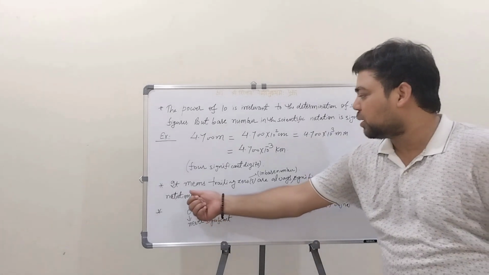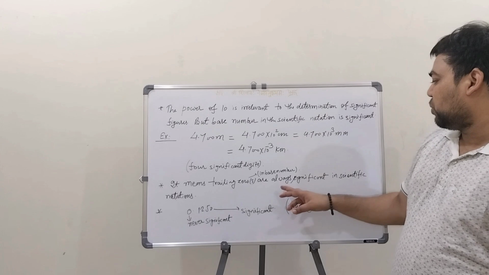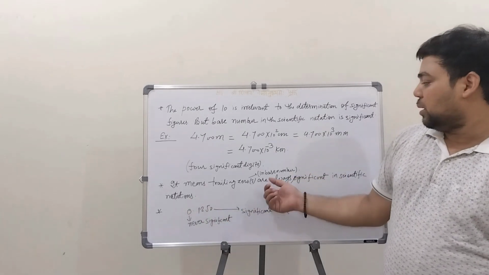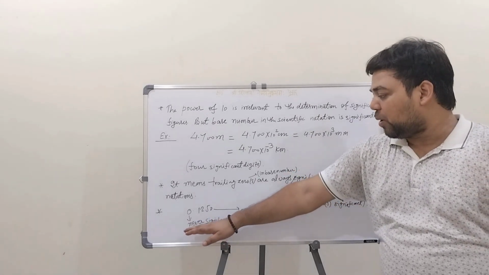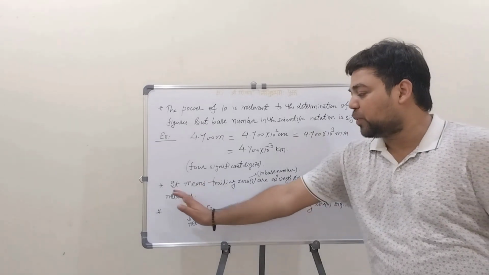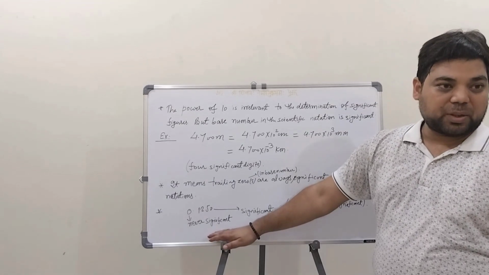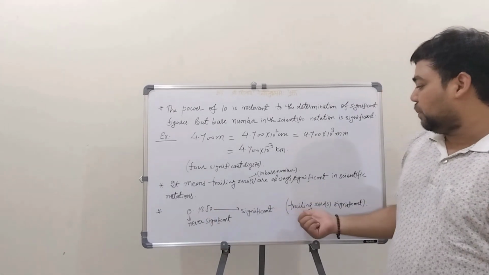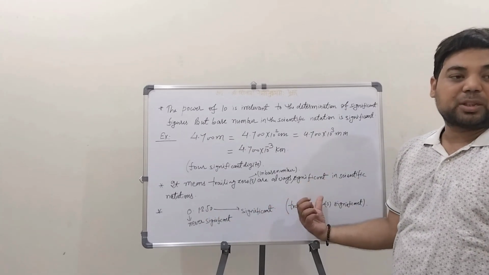Now let us go to another important result. Trailing zeros are always significant in scientific notation. But what about the zeros on the left side of the decimal? Zeros on the left side are never significant, but the zeros on the right side of the number, or trailing zeros, are always significant.